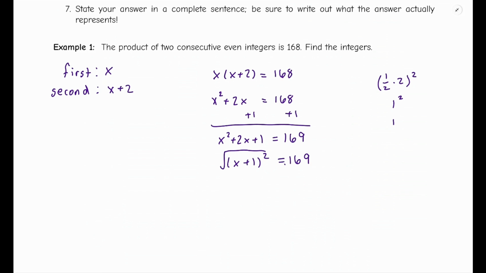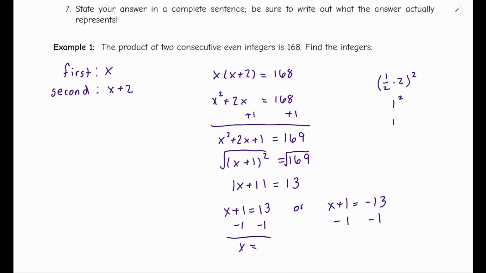Take the square root of both sides. The absolute value of x plus 1 is equal to 13. x plus 1 equals 13, or x plus 1 equals negative 13. Subtract 1 from both sides of both equations, and we get x equals 12, or x equals negative 14. So we have two options for x.